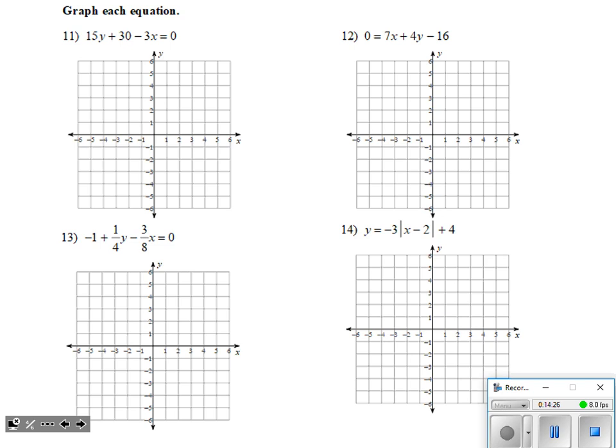So for number 11, the first thing I'm going to do is subtract the 30 and add 3x to both sides. And just to save space, I'm going to do that without writing all the steps. I hope that's okay with you. Then I got to divide everything by 15, and I end up with y equals 3 over 15 is 1/5 if I simplify it. 30 over 15 is 2. So 1/5 x minus 2.